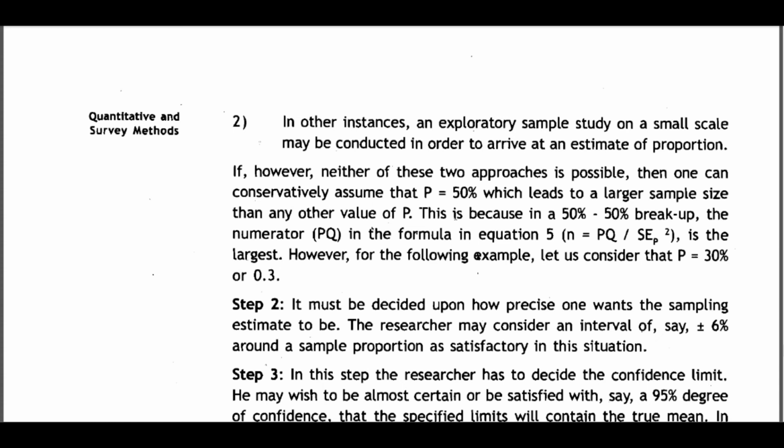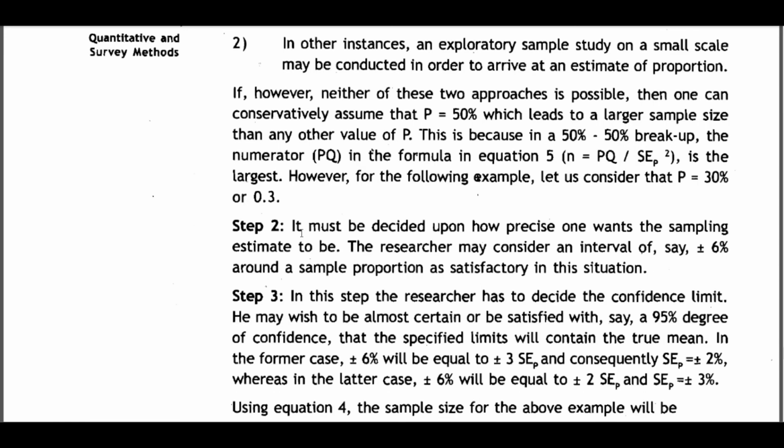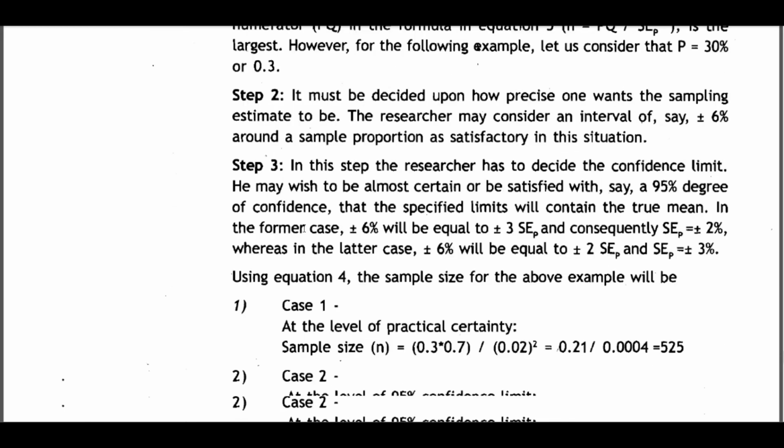equal to 50%, which leads to a larger sample size than any other value of P. This is because 50% times 50% makes the numerator PQ in the formula N is equal to PQ divided by SE squared the largest. However, for the following example, let us consider that P is 30% or 0.3.